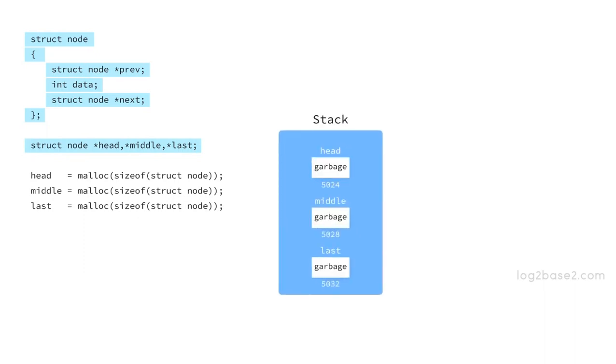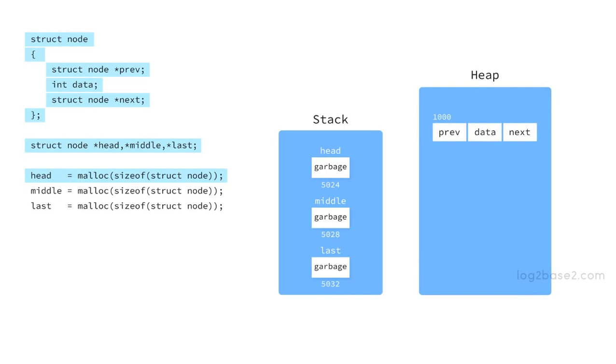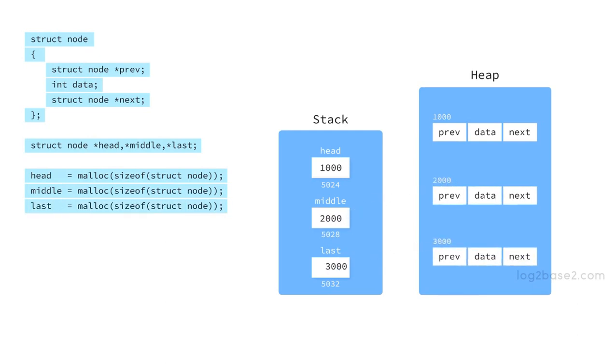Now we can use the malloc function to allocate memory dynamically with the size of struct node. So write head equal to malloc of sizeof struct node. And memory will be allocated from the heap section and its address will be returned. Similarly, memory is allocated in heap for the middle node and last node. Now we have the 3 nodes.